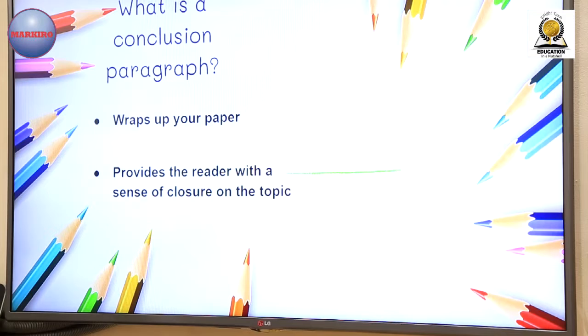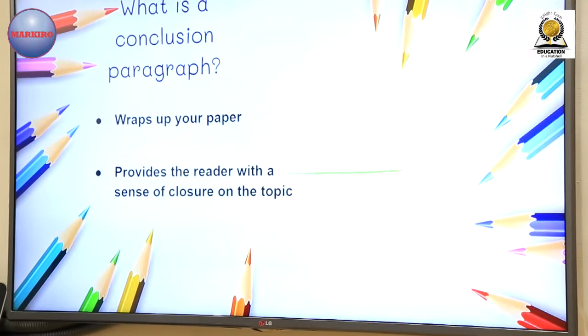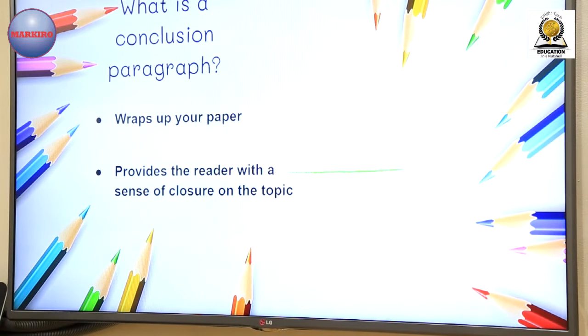First, let us start with what a conclusion paragraph is. A conclusion paragraph is a summary or a wrap-up for your paper. It's the last opportunity you provide for your readers to reach their end, and it also provides the reader with a sense of closure on the topic. The word conclusion comes from the Latin origin, which means to end. So simply, the conclusion is the end of your paper.